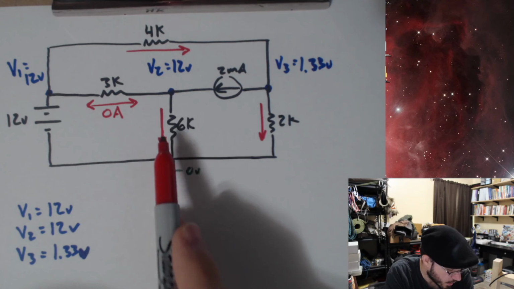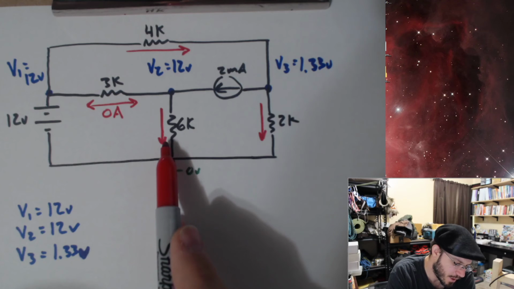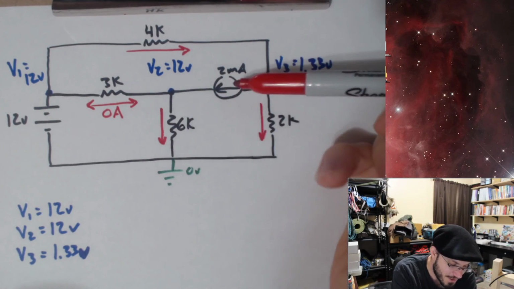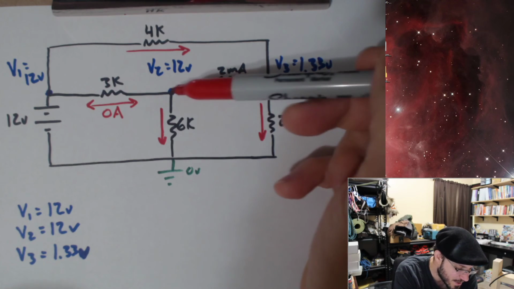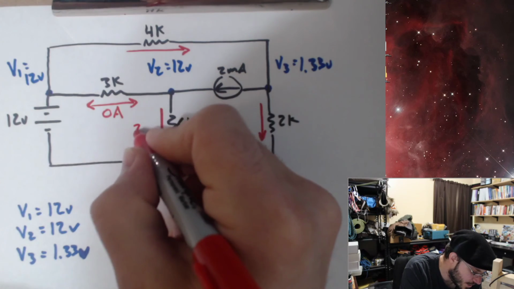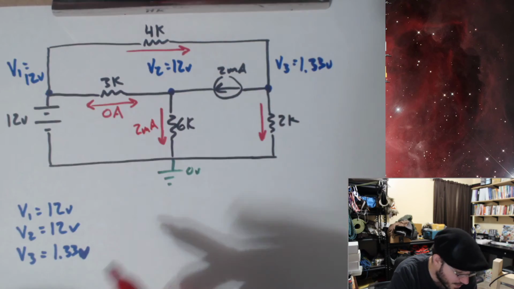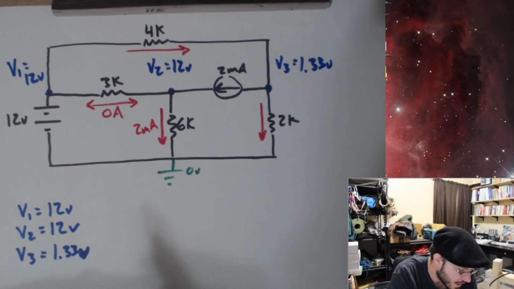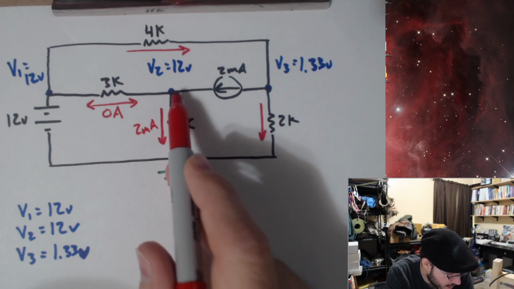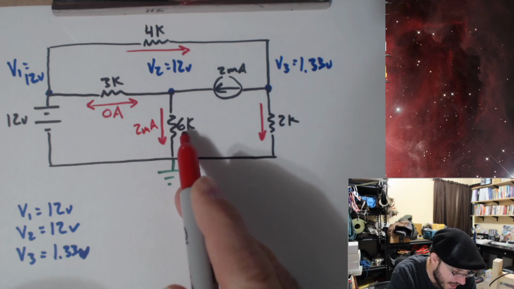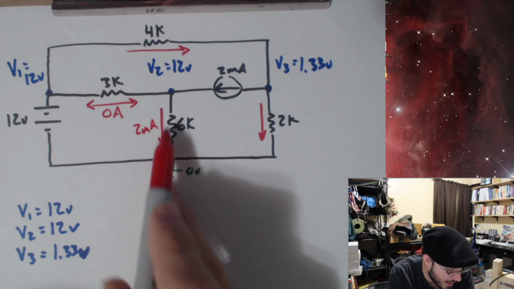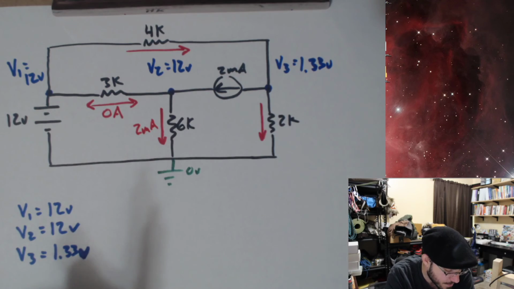In fact, any ideas what the current flowing through this 6K is without even looking at the voltages and applying Ohm's law? If you notice, I got a constant current source of 2 milliamps entering this node, and I have 0 amps going this way. So this better be 2 milliamps. Has to, if KCL is going to be correct. And if you notice, 12 volts is the voltage at this point. 12 volts divided by 6K is 2 milliamps. So 2 different ways of independently verifying that this is 2 milliamps.